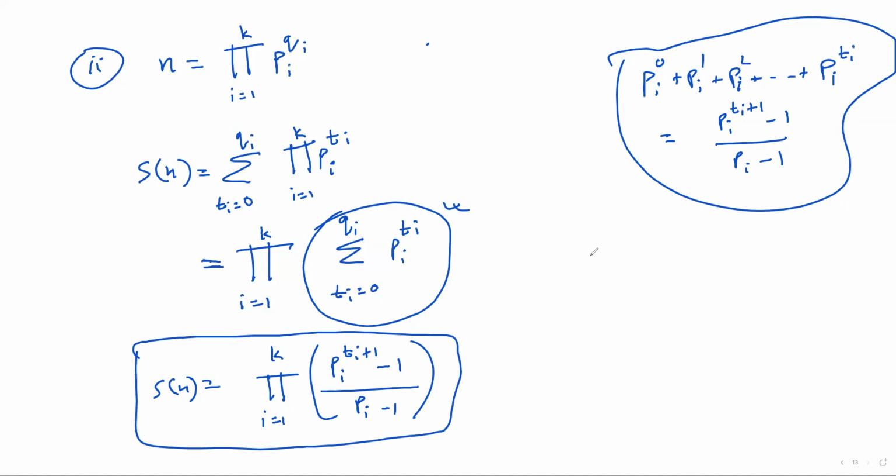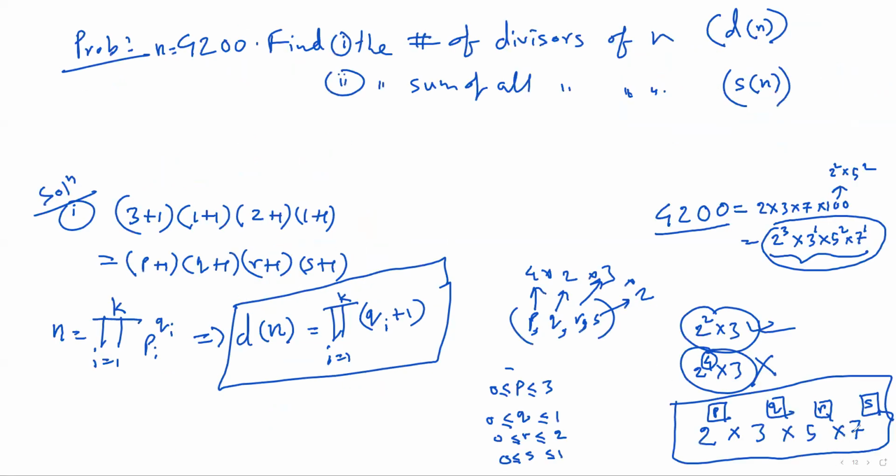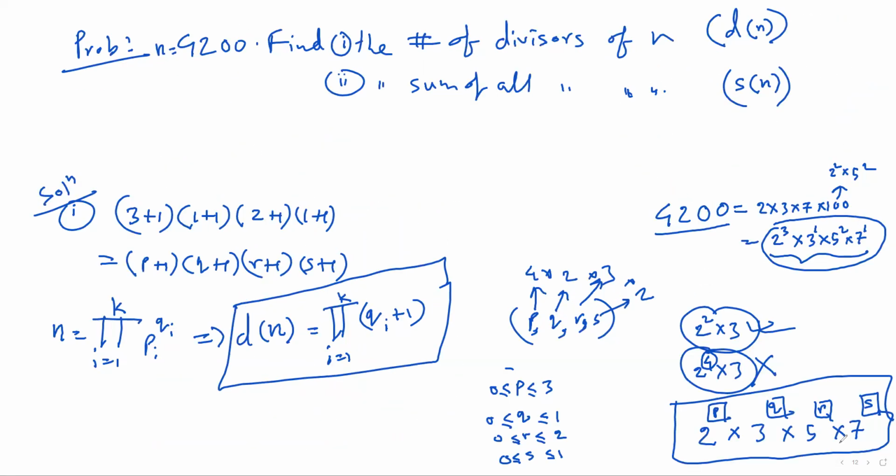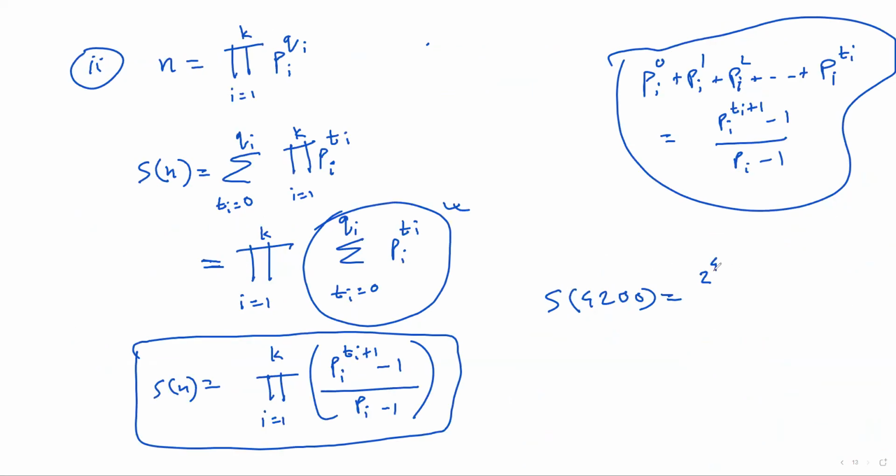So for 4200, we have the product of how many pi's are there? 4: 2, 3, 5, and 7. So for 2, it looks like 2 to the power, we have to increase the power by 1, right? 2 has power 3 here. So 2 to the power 4 minus 1 by 2 minus 1, times the second factor is 3, the power was 1, so we increase 1 by 1.